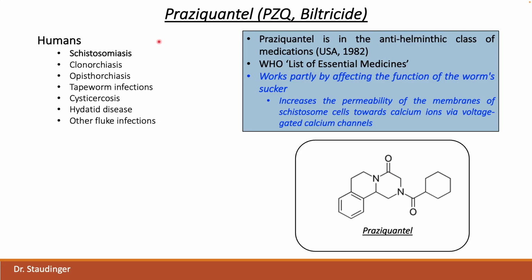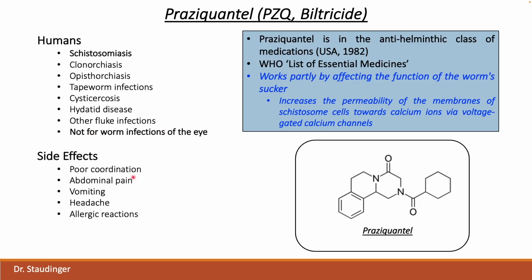In humans, it's used to treat these indications, in particular schistosomiasis. This drug is not for worm infections of the eye. Side effects include poor coordination, abdominal pain, vomiting, headache, and allergic reactions. This drug is safe during pregnancy, although it's not recommended for use during breastfeeding.